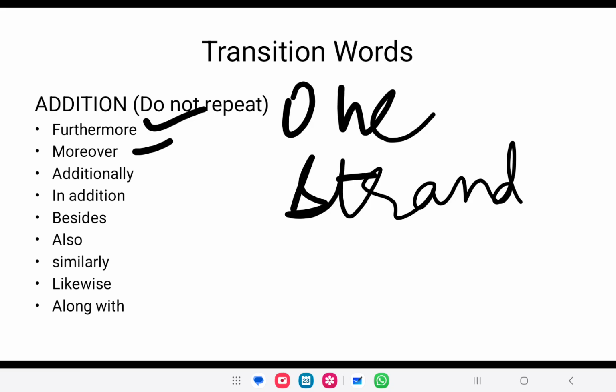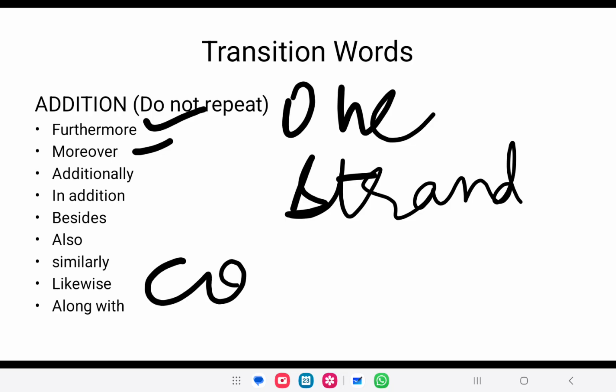Once we are writing, after writing 3-4 sentences, we will start writing furthermore, moreover, additionally, in addition, besides, also, similarly, likewise, along with, first, second, third, or at the end you can use to sum up or to conclude. So transition words show that our response is continuous and cohesive.